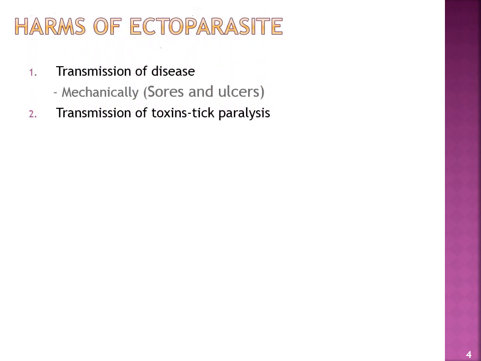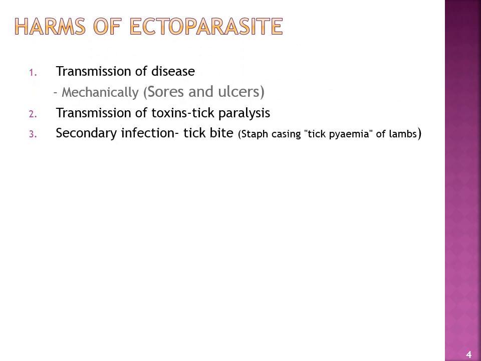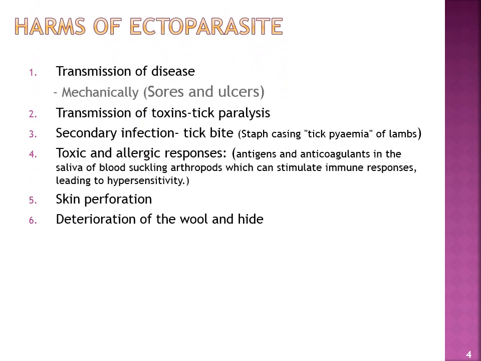As a result, the harms of ectoparasite activity on the animal, we can see the transmission of disease to the host either mechanically through ulcers of the skin, or secondary infection due to the tick bite, or transmission of toxins as in tick paralysis. Also, toxic and allergic responses could be due to the infestation.